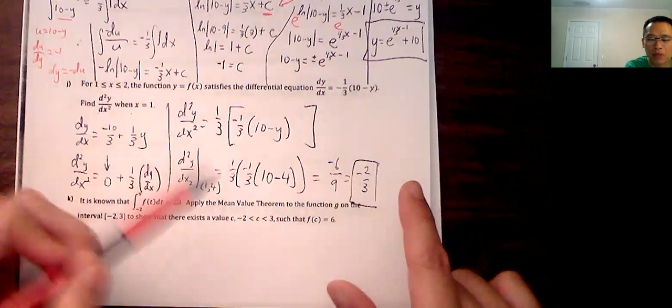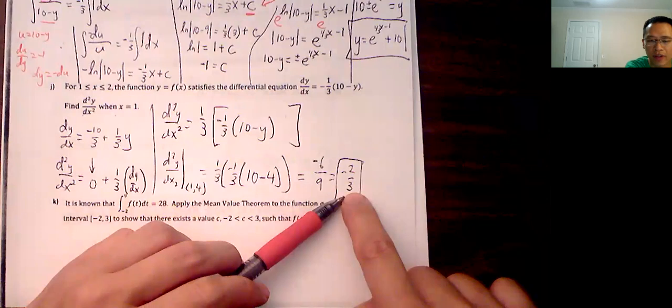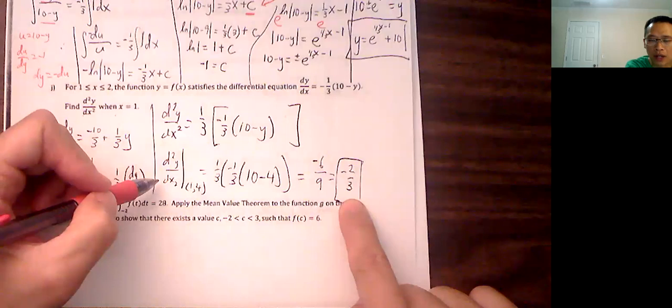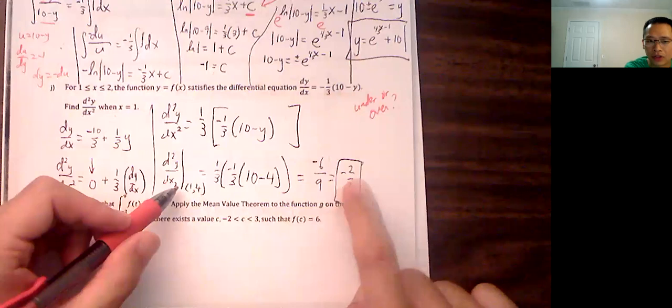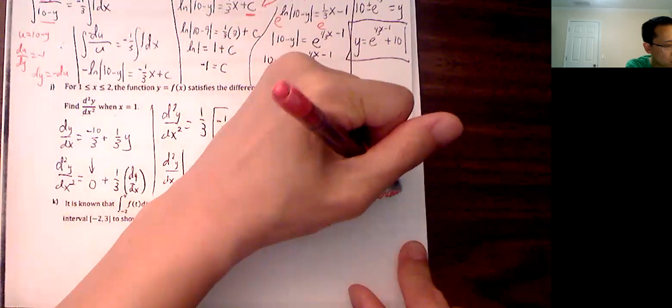And I think a problem similar to that showed up on the AP exam. So I want you guys to be able to look at a second derivative value and make that decision, right? If we want to determine whether it's under or over approximation, we want to think of this as concavity. You see negative concavity, this is concave down. And a concave down graph looks like this, right?